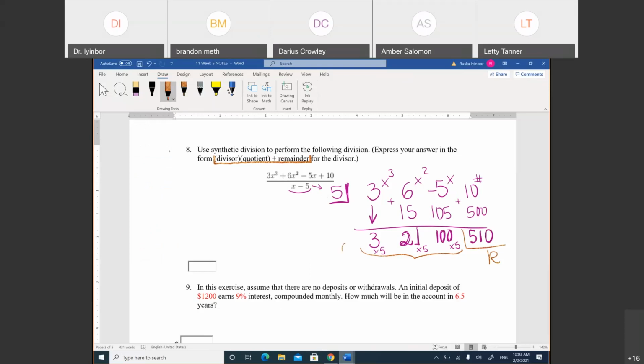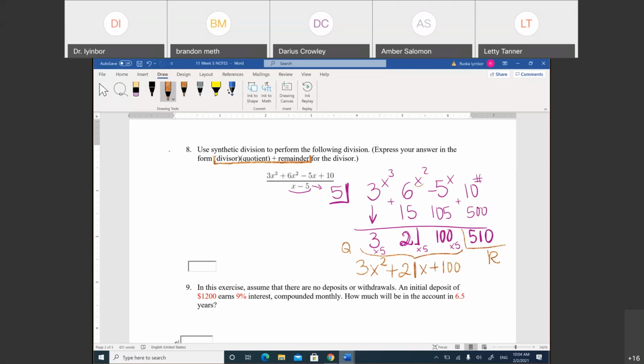Now, what is my quotient? It's going to be what? 3, what? X3 becomes what? X squared. You always subtract 1. Then plus 21. Now, x squared in the top becomes just x. And then plus 100. X disappears. So it's just going to be 100. So this is my quotient, this is my remainder.